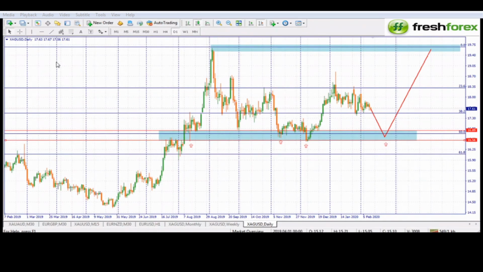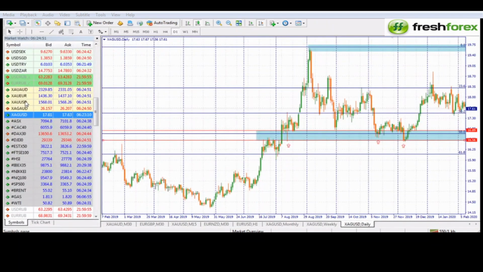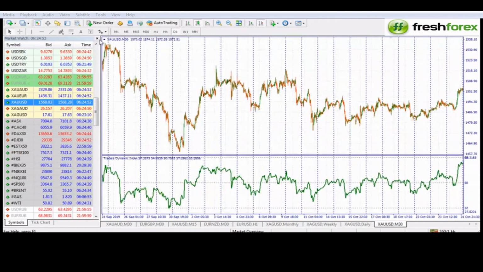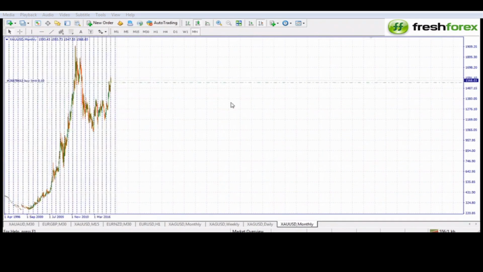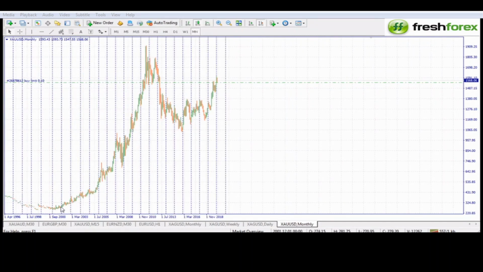So we move to the last symbol, now gold. Gold will do the same thing. We start off with the monthly. And just look at how this chart looks. This is why I say gold and silver are the same. They are moving almost in the same way. Look at how big this move was to the upper side. And there was some retracement.